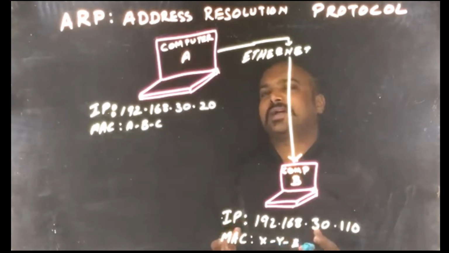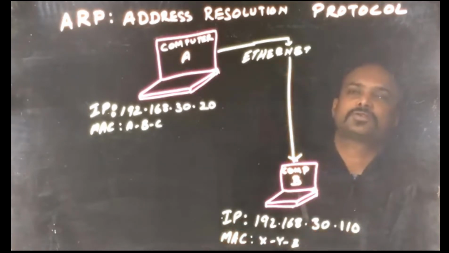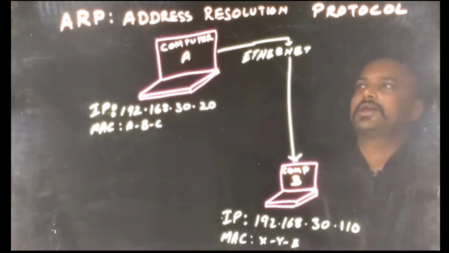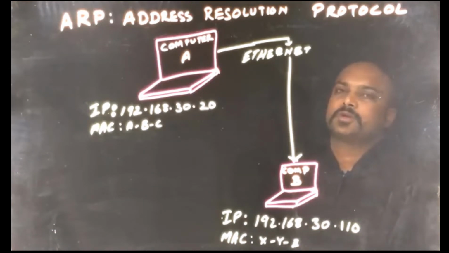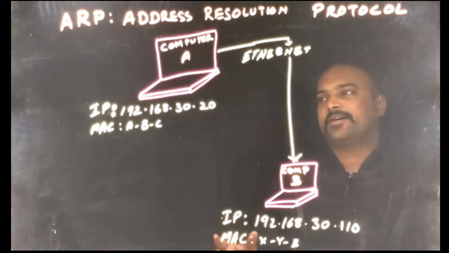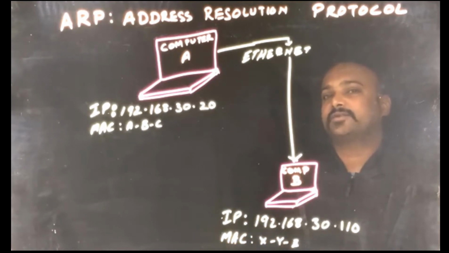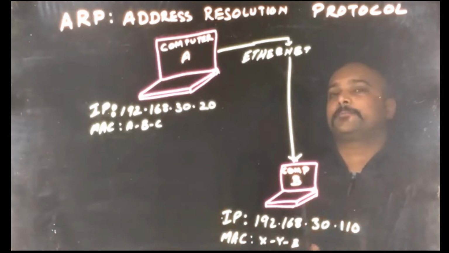Let's learn about address resolution protocol, which is also called ARP. We know that devices have IP addresses and every network card has a MAC address as well. Let's understand the functionality of ARP by going through this diagram.